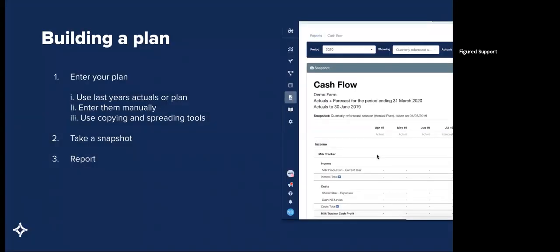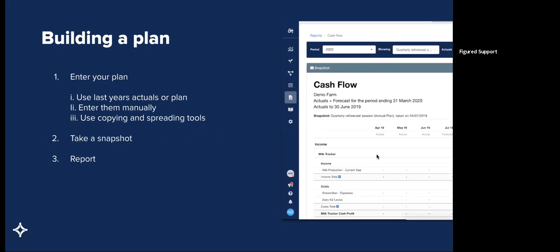And then we'll move into building out a plan now. So there's 3 steps to building out a plan, very similar to how we built out our trackers for those of you who showed up to the last session. If you haven't, you can go back onto our YouTube channel and watch that. It's just a simple 3-step process. We'll enter our planned information. We can use last year's actuals or last year's plan.